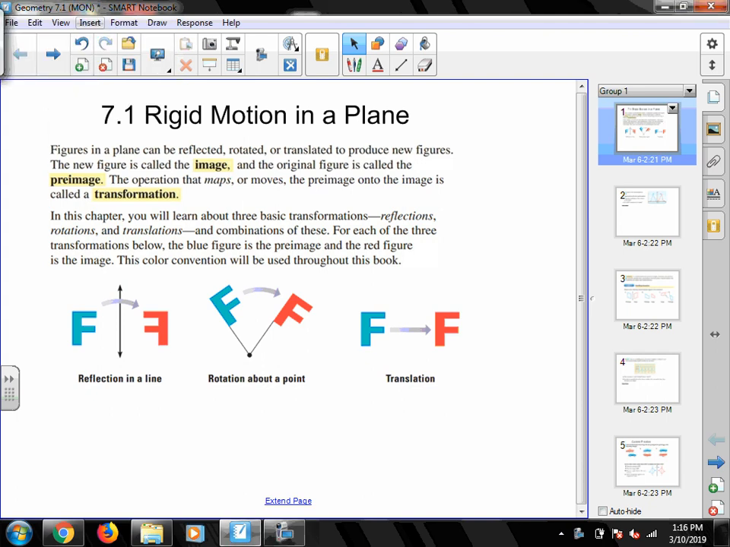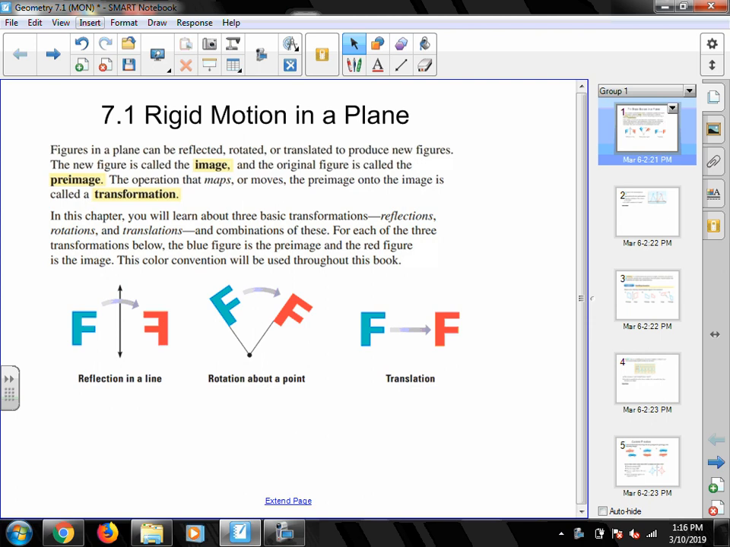Hey everybody, welcome back. Today we're going to start moving into Chapter 7. Really the big concept of Chapter 7 is I'm going to give you a shape or a picture or something, and we're going to be able to talk about and describe how those pictures or shapes move in your coordinate plane, or what you guys would call a graph. So 7.1 just talks about rigid motion in a plane.